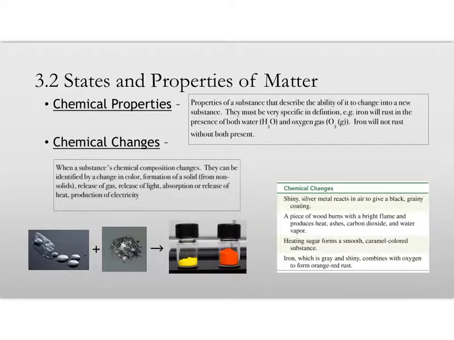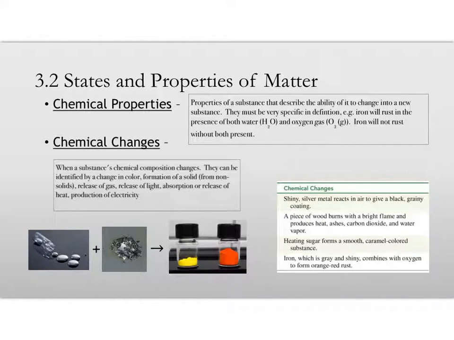Now, chemical properties and chemical changes obviously have to be the opposite of physical properties and changes, because if a physical change is not changing the composition chemically, the chemical change obviously has to chemically change the composition of the substance. Chemical properties are properties of a substance that describe the ability of it to change into a new substance. These properties usually are very specific.